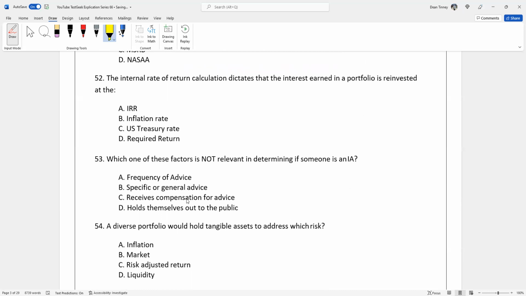The internal rate of return calculation dictates that the interest earned in a portfolio is reinvested. I like this. This is a good one. Brian's spot on. They want to bait you on the test to say that it's a T-bill or a T-note. No, it is whatever we assume. I like that. That's a good poor man's flashcard. I know a lot of my people use a Treasury note, but you could use whatever you want to do that calculation. In fact, I might use a different rate to do it two or three times, to see what the numbers look like.